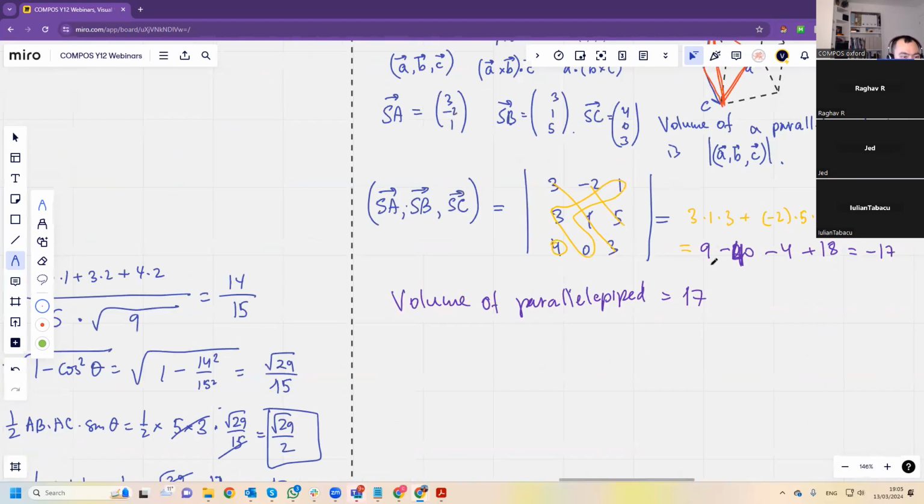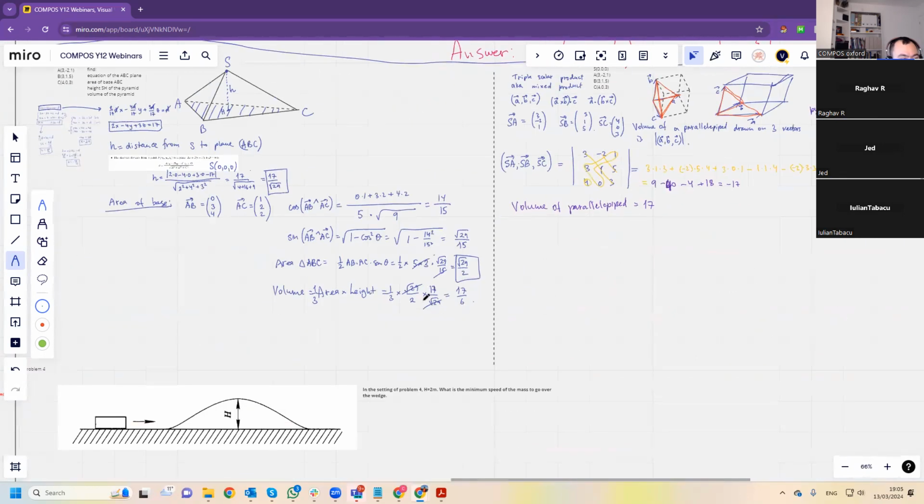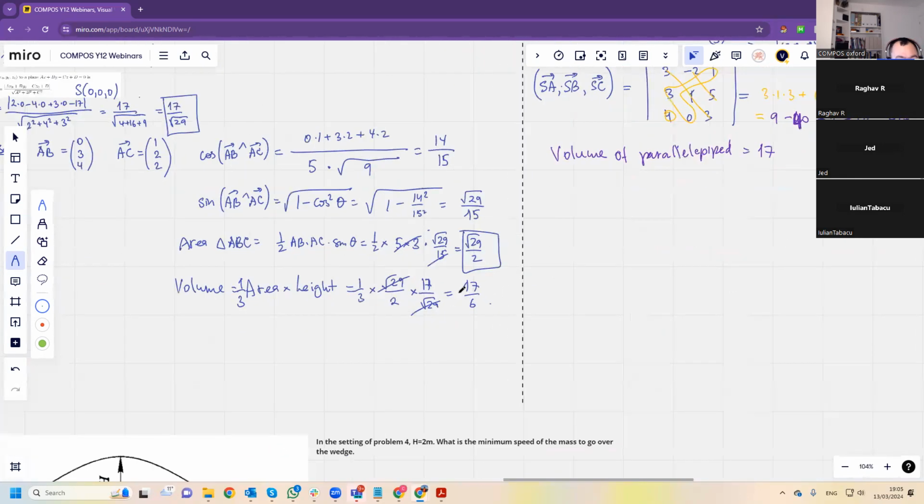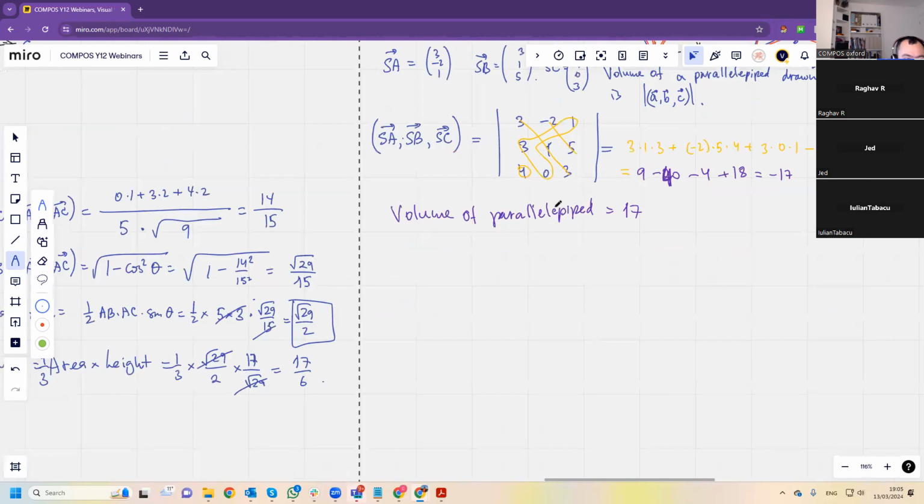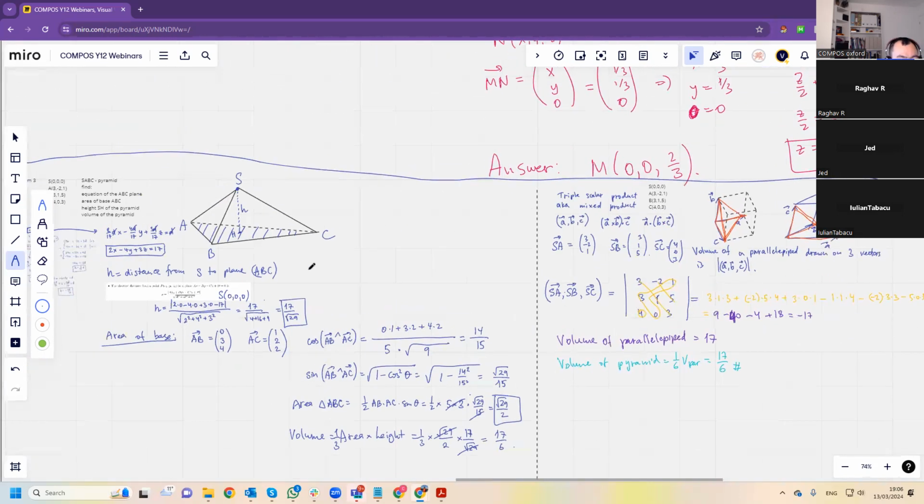Okay, and the volume of the parallelepiped is 17, but the volume of this was 17/6, which is complete agreement. The volume of the pyramid is 1/6 of the volume of the parallelepiped, which is 17/6. Ta-da! So we could have found the volume by just straightforward. The volume of any triangular pyramid can be found just like that.